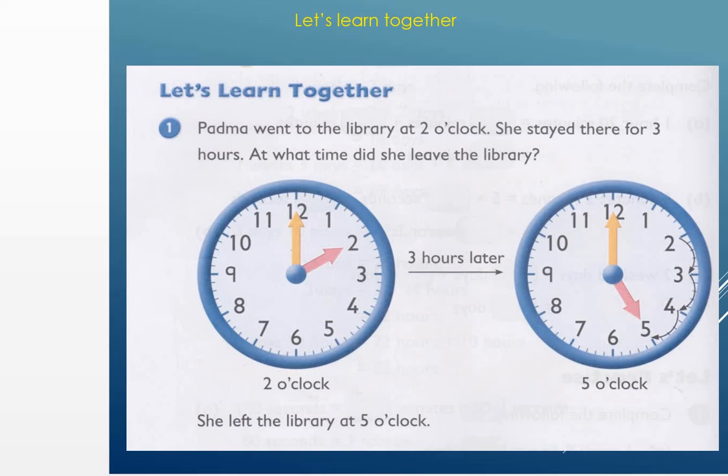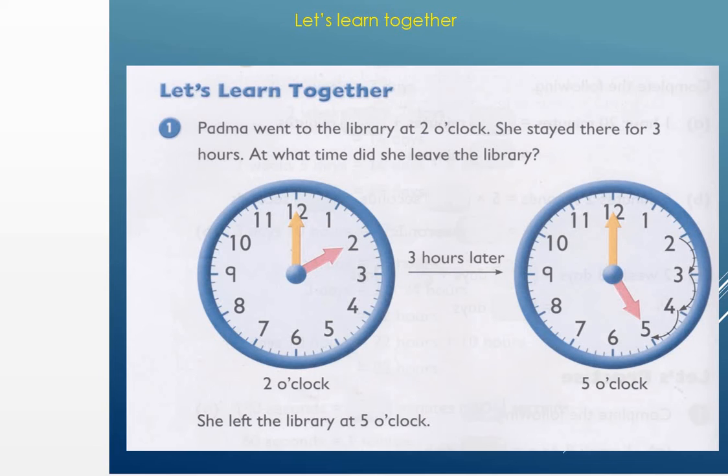Number 1. So, they are saying, Padma went to the library at 2 o'clock. She stayed there for 3 hours. At what time did she leave the library? Let's see the first clock. The first clock is they show what?